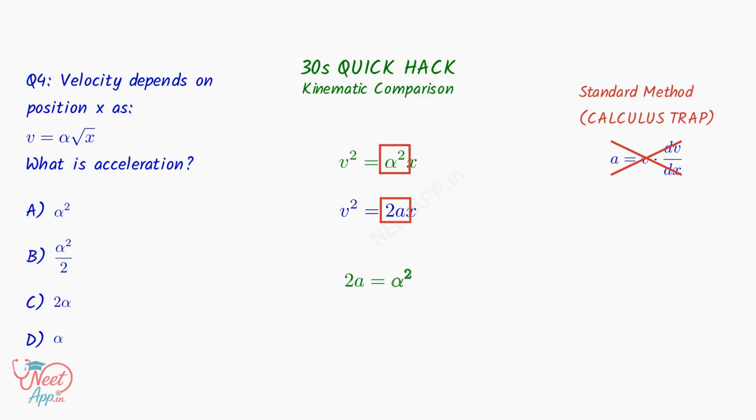By direct visual comparison, the coefficient of x must be identical. That means 2a exactly equals alpha squared. So a equals alpha squared over 2. Option B is your correct answer. Match the coefficients, skip the calculus and move on in 10 seconds.